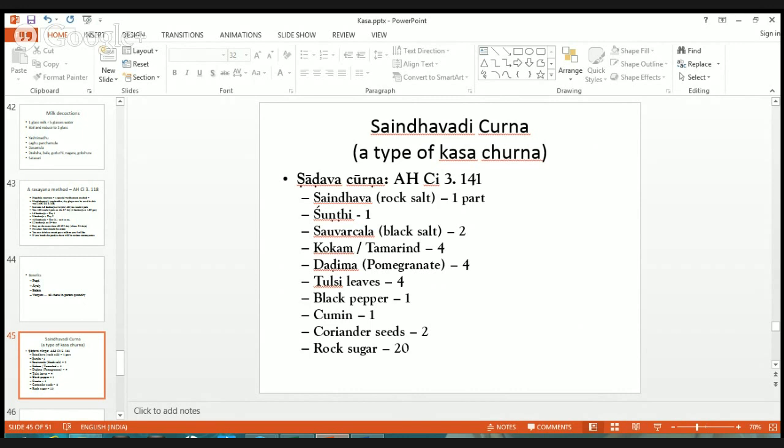In this particular ratio that is given here, I will send you this PowerPoint so you can use it. If you can make this, and rock sugar 20 times, just powder all of that together and keep it, and then administer that with honey. It is a Vata Pitta Kapha pacifying, Tridosha pacifying type of Kasa Churna. Along with honey, if somebody can lick that in any kind of cough, it will be very helpful. So this is called Saindhavadi Churna, also called Shardava Churna, mentioned in Ashtanga Hridayam. I have made a little modification depending on certain availability of ingredients so that you can make it very easily, but the effect is very much the same.